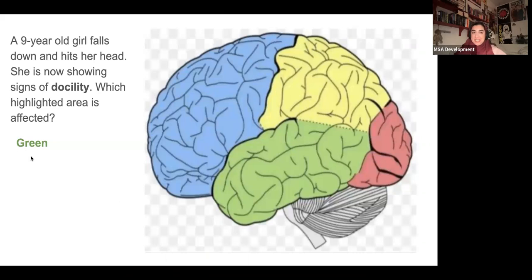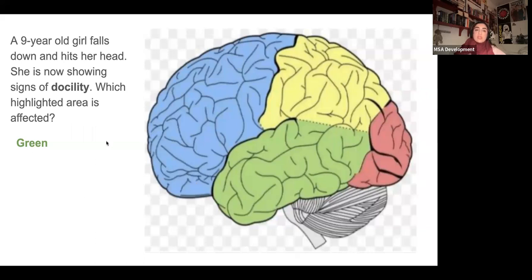Not supposed to see the answer there. But for example, another way that they can ask you a question about your cortical deficits, etc., is: a 9-year-old girl falls down and hits her head, and she is now showing signs of docility. Which highlighted area is affected?